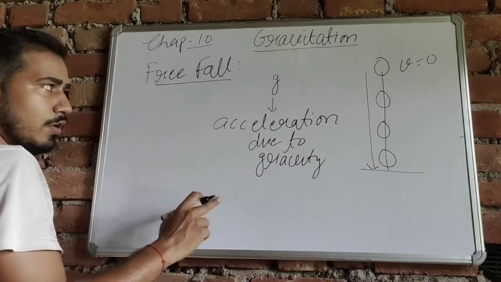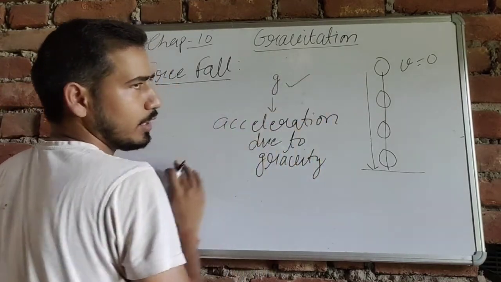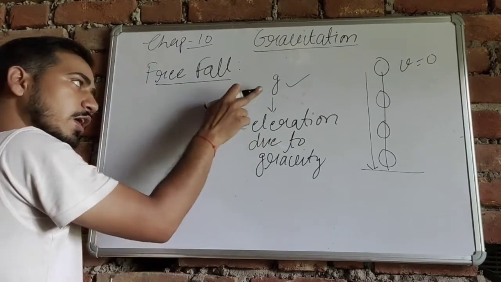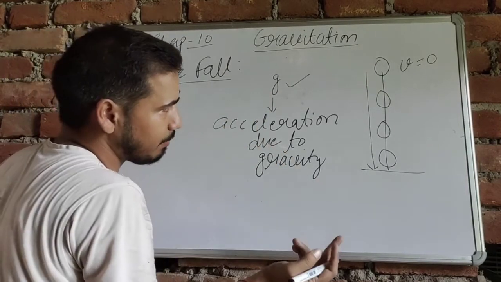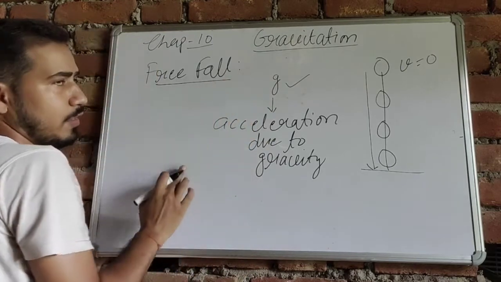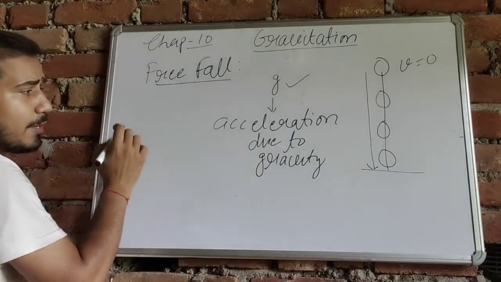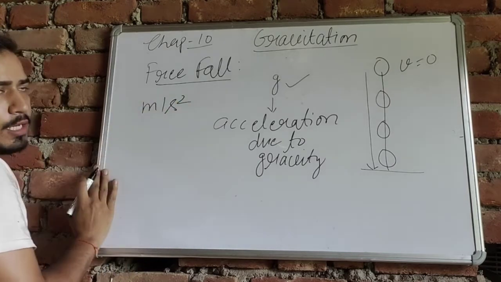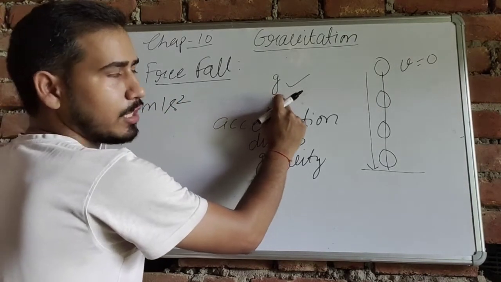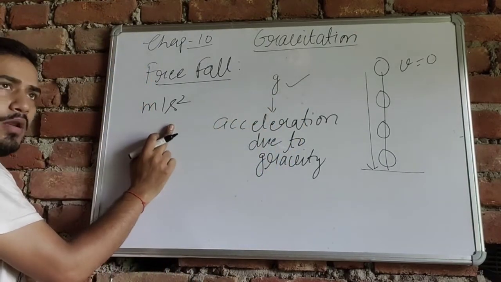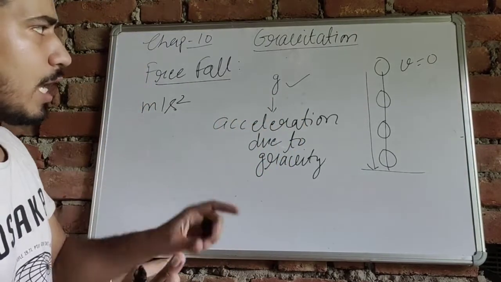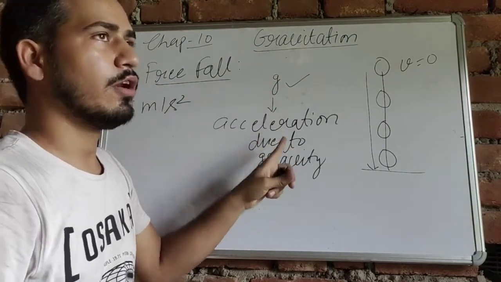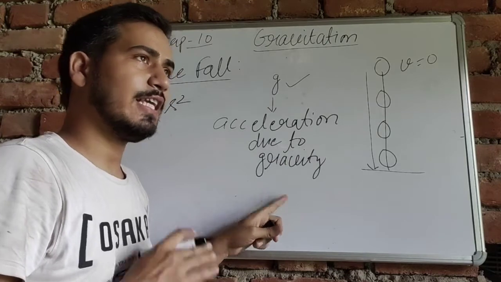But first of all, we should discuss the SI unit of acceleration due to gravity. The SI unit of acceleration due to gravity is the same as the SI unit of acceleration. I think you all know the SI unit of acceleration is meter per second square. So the SI unit of acceleration due to gravity is also meter per second square. Now I think it is clear to you all what free fall is and what acceleration due to gravity, simply gravity, small g, is.